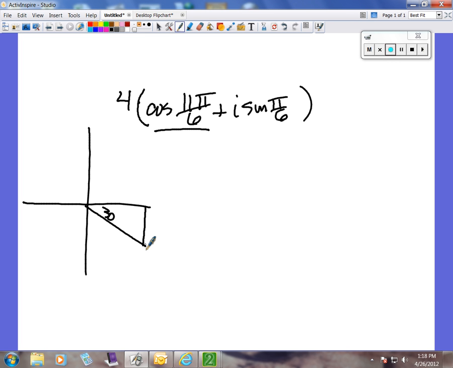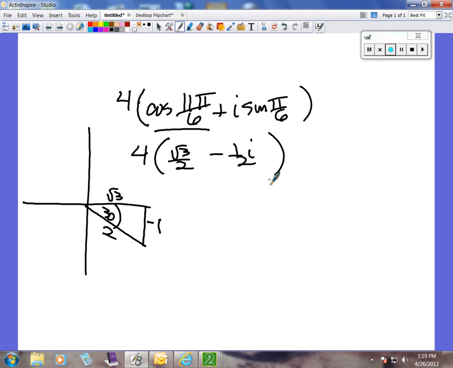Now, the reason we know that, 6 goes into 180 30 times, so that gives us 11 pi over 6 puts us in the fourth quadrant. 30 is our reference angle. So we have square root of 3 here, -1 here, and 2. So cosine is going to be adjacent over hypotenuse, square root of 3 over 2, since we're doing 30. And then sine will be -1/2, and then we have our i.